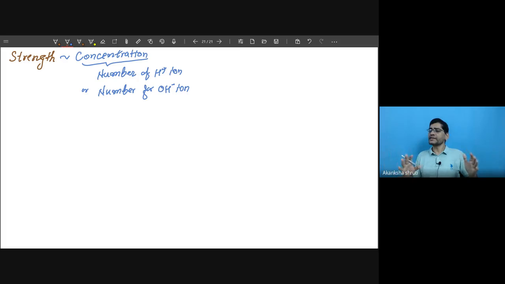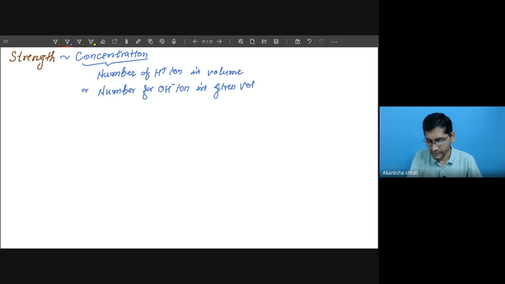So to compare the strength, the volume of the substance always needs to be fixed or constant. So the number of H plus ions in a given volume, or in a fixed volume. The term given itself means it is fixed.